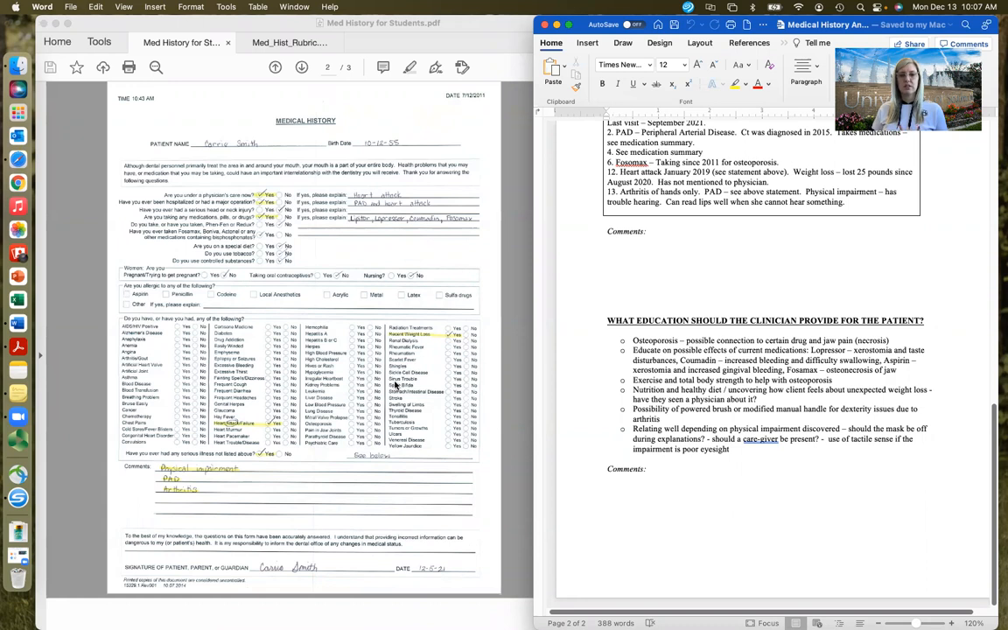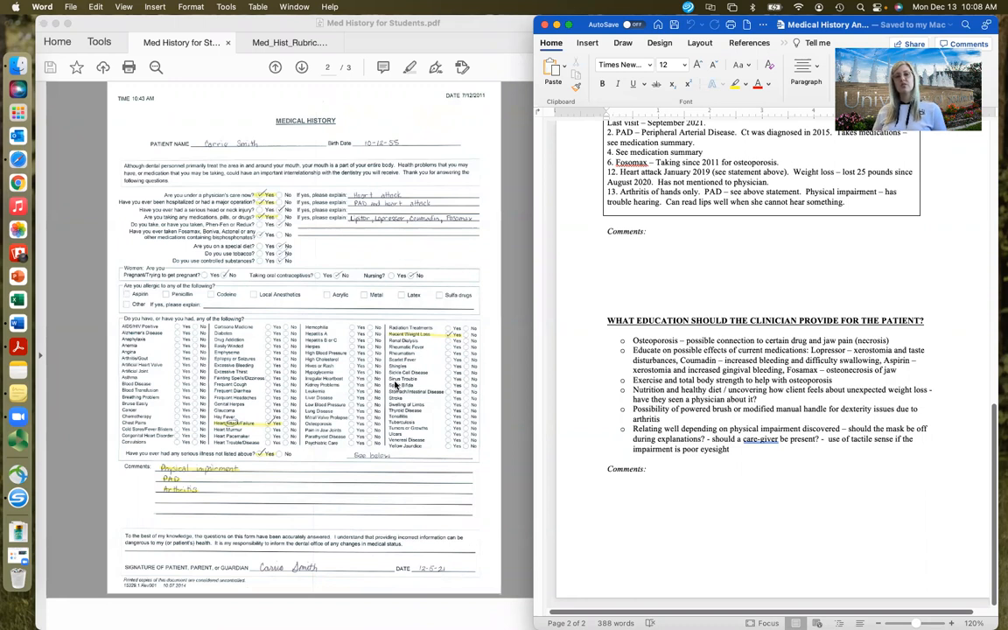Aspirin, again, increased risk of gingival bleeding, xerostomia. Fosamax, osteonecrosis of the jaw. So we just want to educate our patient on the possible side effects of these current medications so that they can be on the lookout for them should something start to come up.